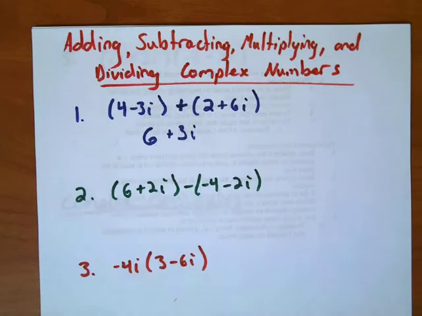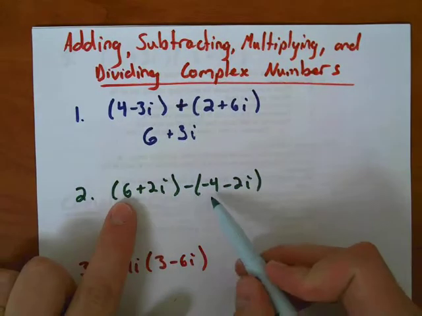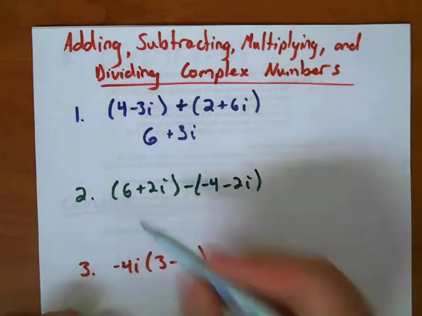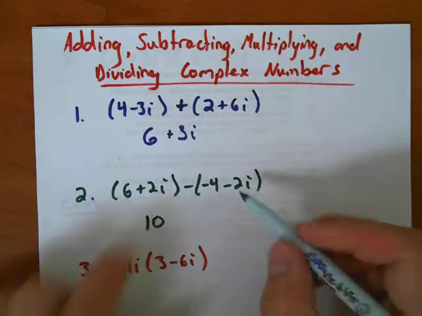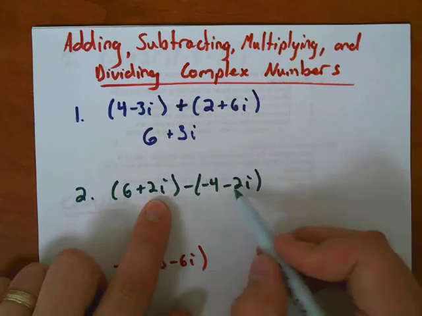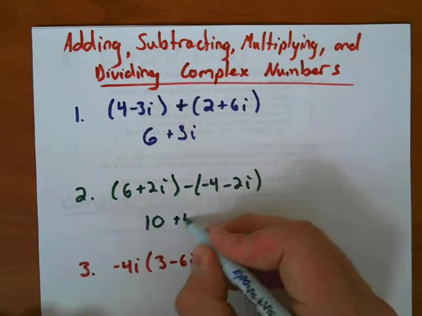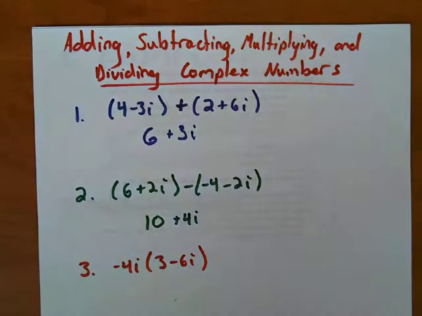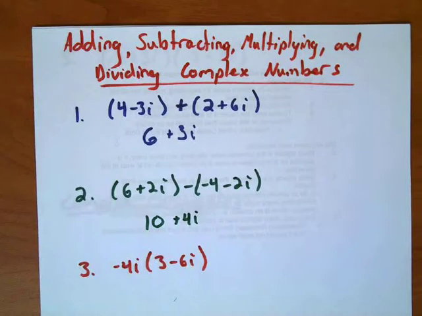You'll see something similar here with subtraction. We're going to take the real parts and subtract them. So 6 minus -4 turns to 10. We're going to take the imaginary parts and subtract them. 2 minus -2 is 4i. So adding and subtracting are fairly simple when it comes to complex numbers.